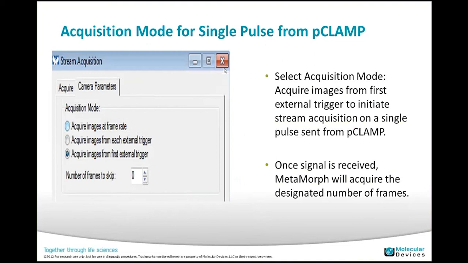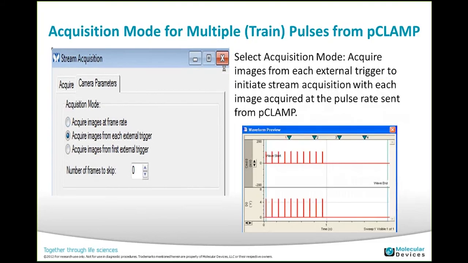So you select that, and then you set up in pCLAMP to send a single pulse, and then once you hit acquire, the camera is going to sit there waiting to acquire images until it receives that first pulse. Once that signal is received, Metamorph will go in and acquire the designated number of frames that you have specified in the stream dialog.